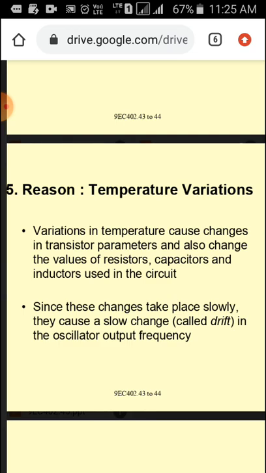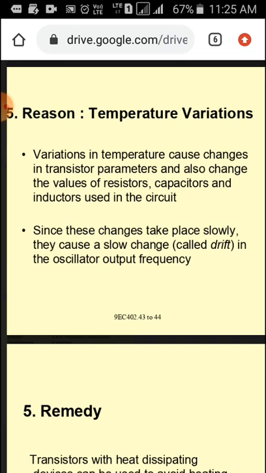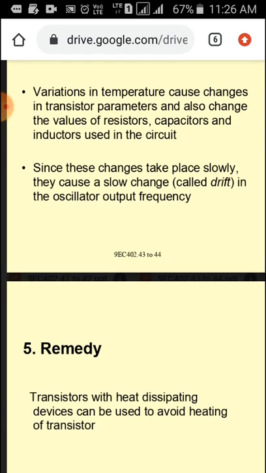Fifth reason, temperature variations. Variations in temperature cause changes in transistor parameters and also change the values of resistors, capacitors and inductors used in the circuit. Since these changes take place slowly, they cause a slow change called drift in the oscillator output frequency.